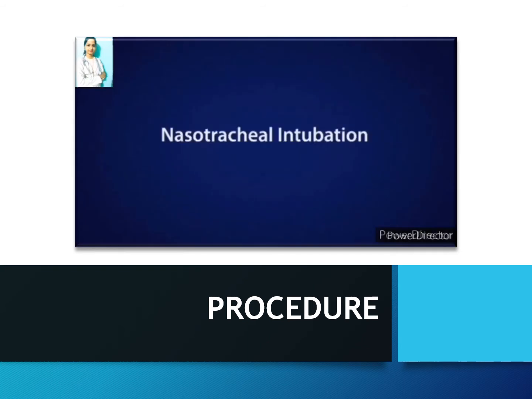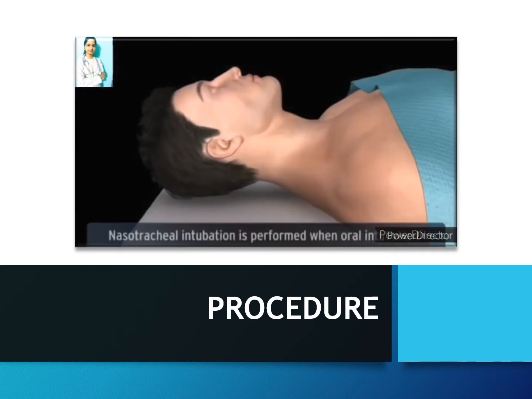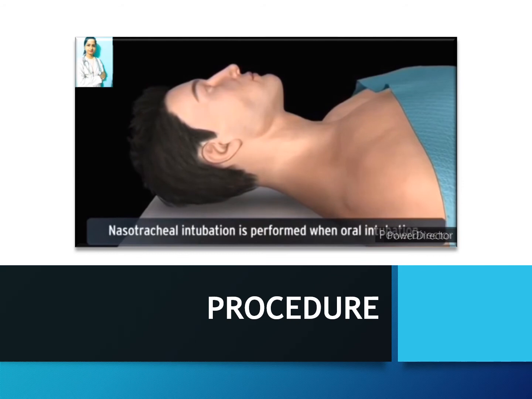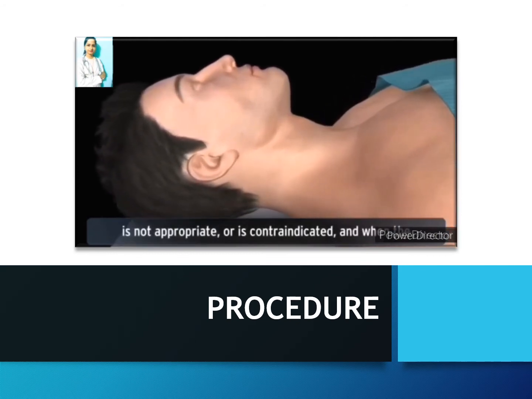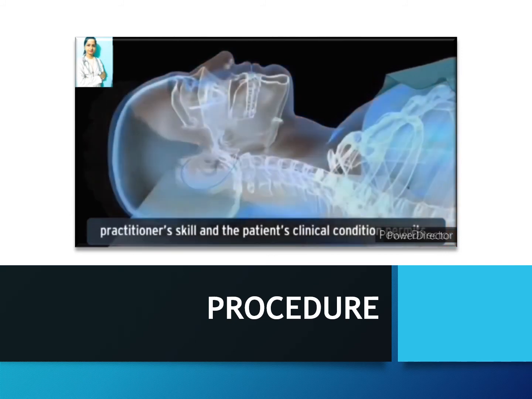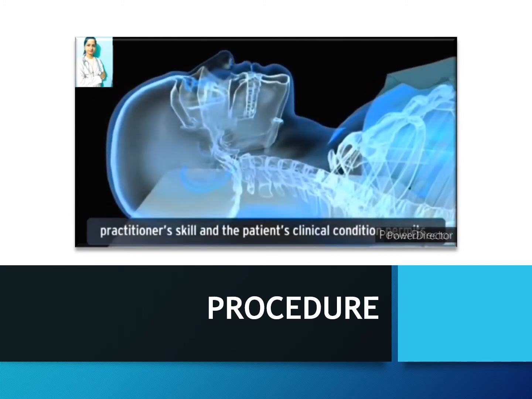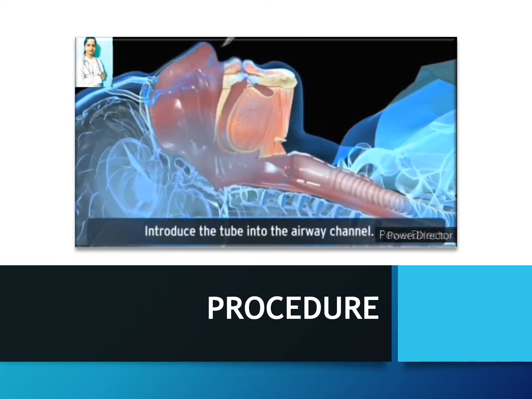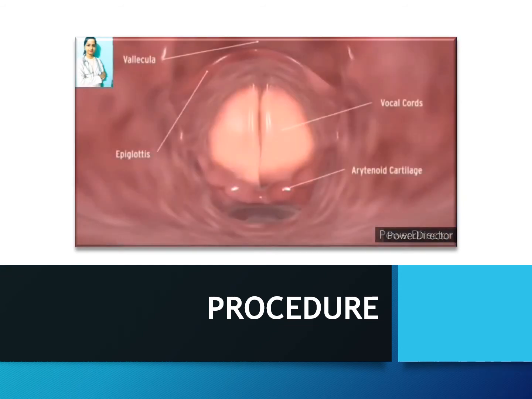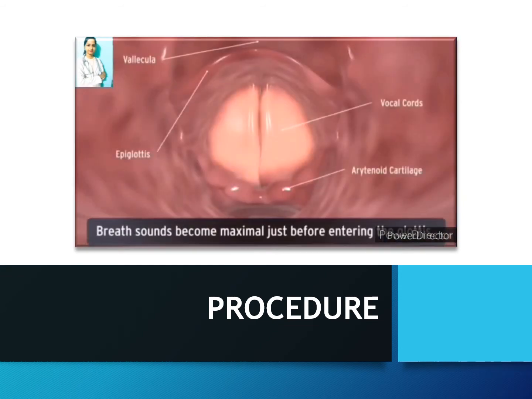Then nasotracheal intubation. Nasotracheal intubation is performed when oral intubation is not appropriate or is contraindicated, and when the practitioner's skill and the patient's clinical condition permit. So here are the inferior turbinate, middle turbinate and superior turbinate, and the tube is inserted into the airway channel. This is the vocal cords and arytenoid cartilage.